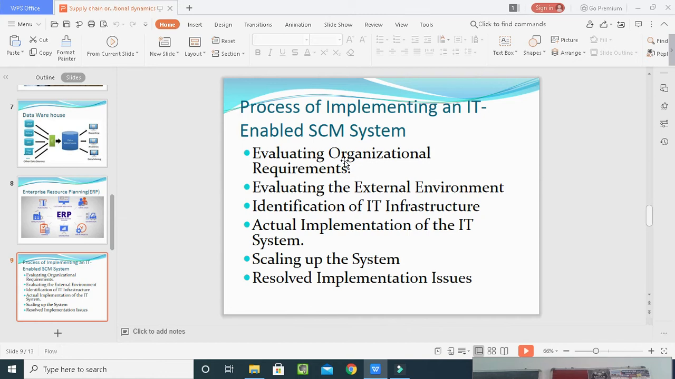Now, actual implementation of the IT system. What implementation should we take? First, we have to plan. We have to implement after analyzing. Then scaling of the system. What system is taking place? How is it working? Now, resolve implementation issues. What implementation issues will be there? All these things will be taking place properly. So these are the things.